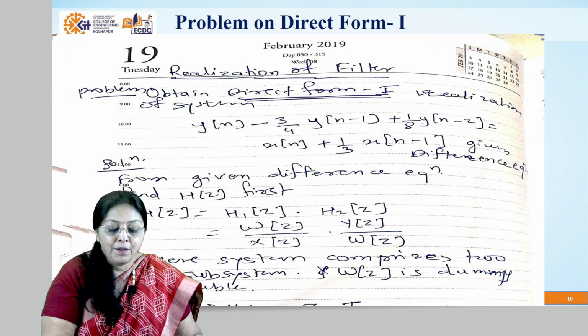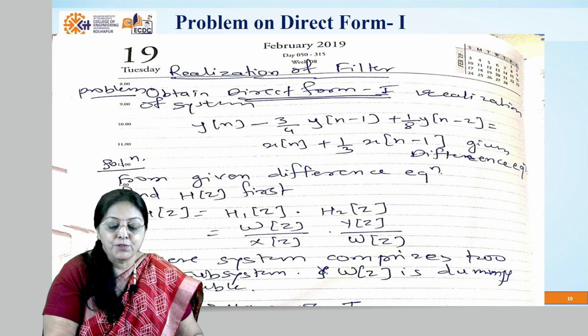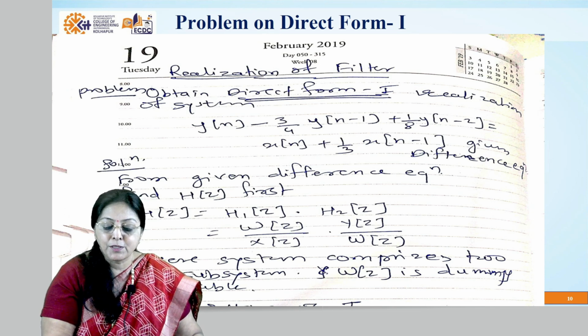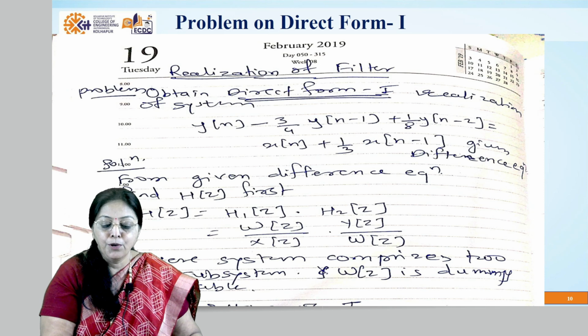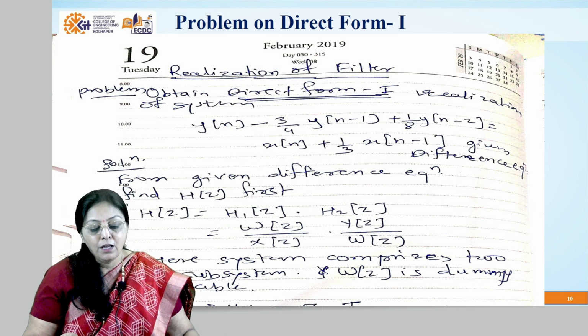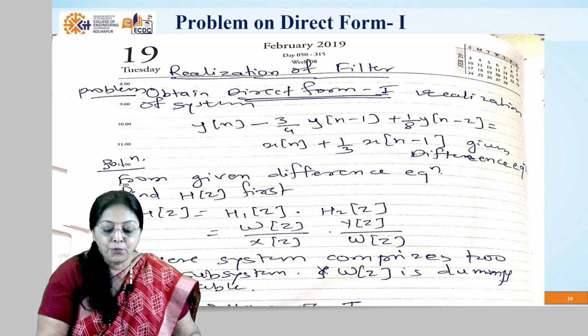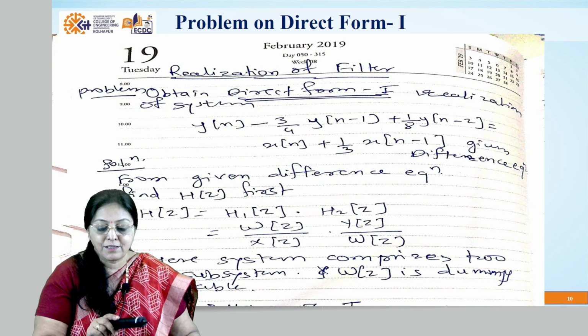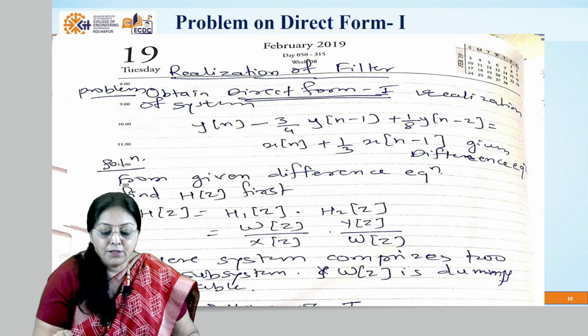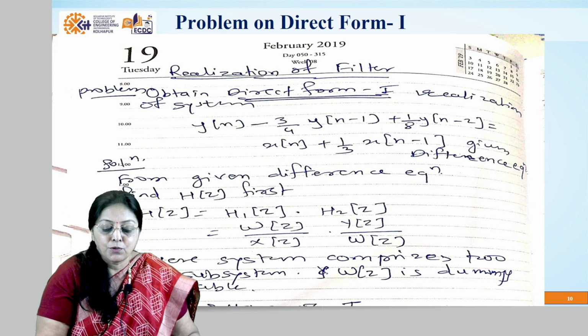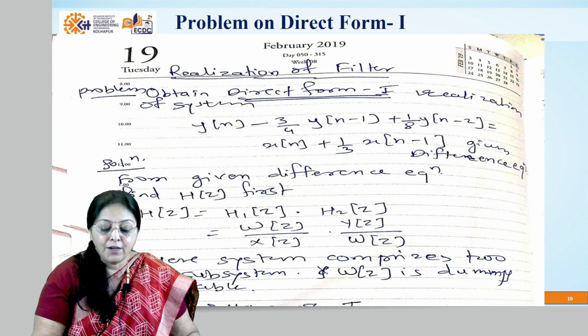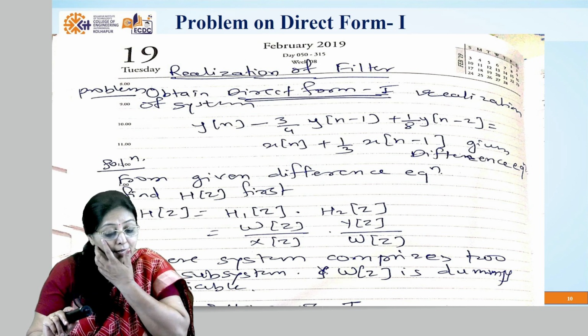We will see an example. Just observe this example, the realization of a filter using direct form 1. y of n minus 3 upon 4 y of n minus 1 plus 1 upon 8 y of n minus 2 equals x of n plus 1 upon 3 x of n minus 1. This is the given difference equation we are going to realize using direct form 1. For that, first we make the equation in terms of Y of z upon X of z. We apply the z transform, and here we also take a dummy component called W of z. In direct form 1, it is just a structure in the direct way.